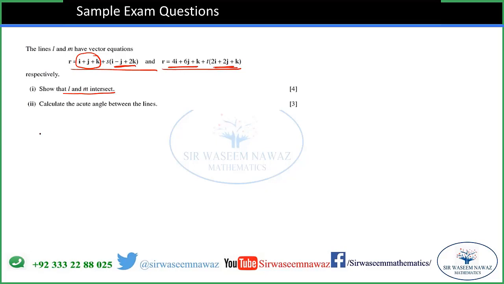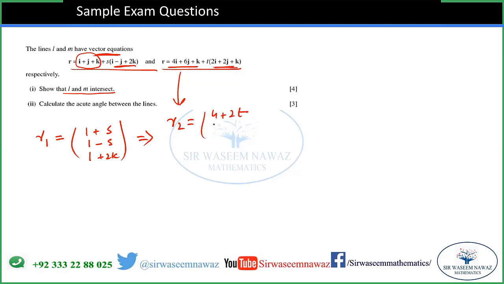So what will you do? This is our first line. I make 1 plus s, for j I make 1 minus s, and for k, 1 plus 2s. That is the column vector for r1. Now we make the column vector of the second line. I call it r2. So that will be 4 plus 2t, 6 plus 2t, and 1 plus t.